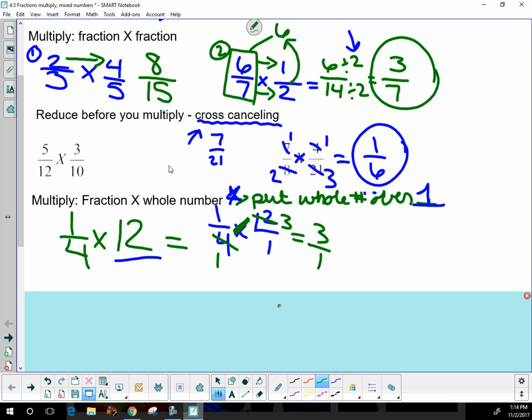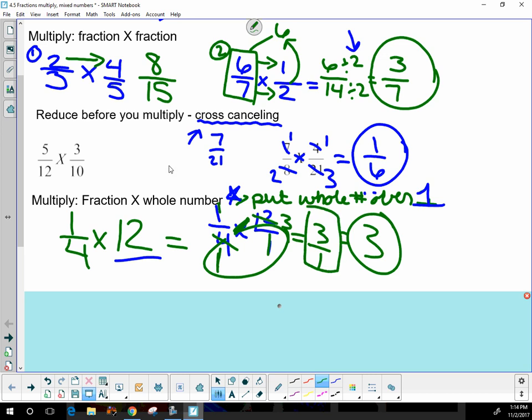You could just at this point say, well, I have 1, 1, 1. All I have left is this 3 on top. If you know that all you have left is 1s on the bottom, you can skip this step right here. I don't think that's the biggest deal in the world.